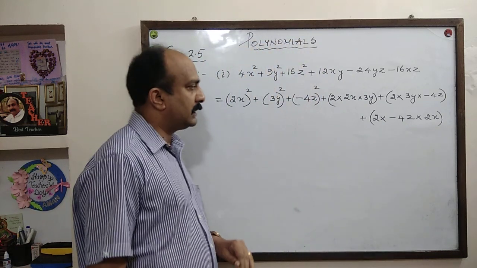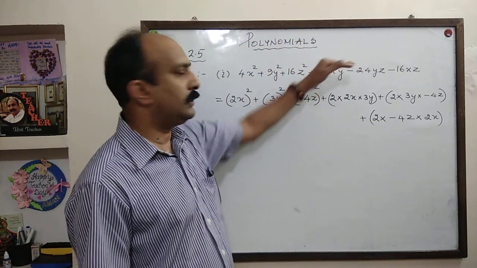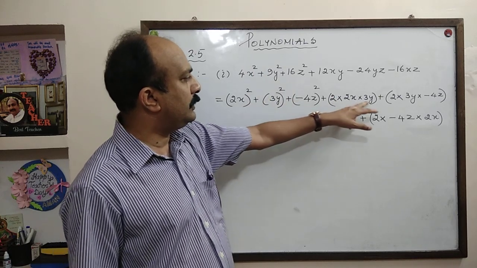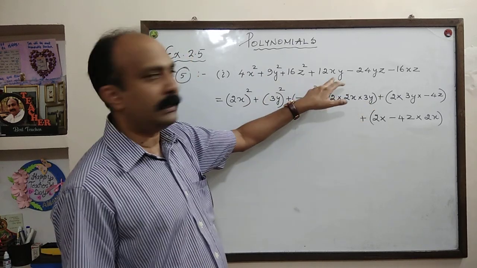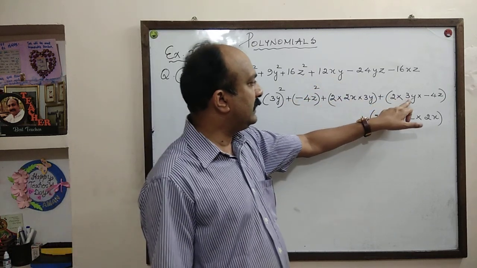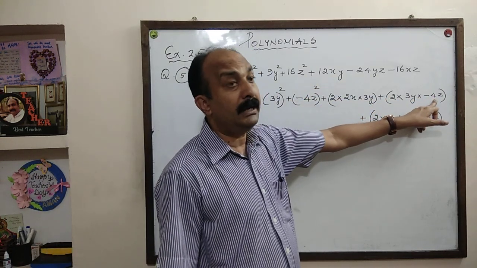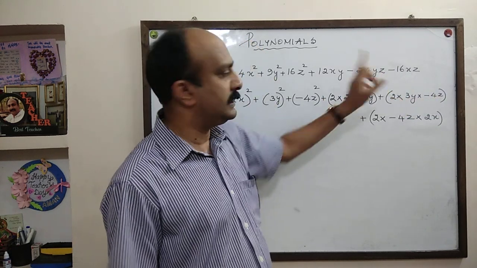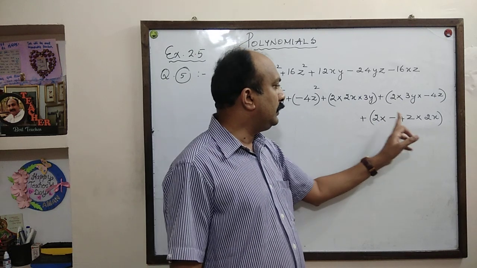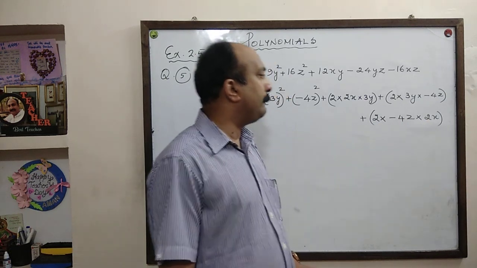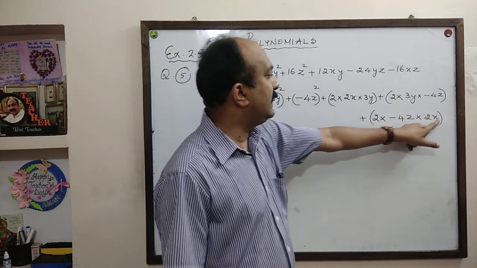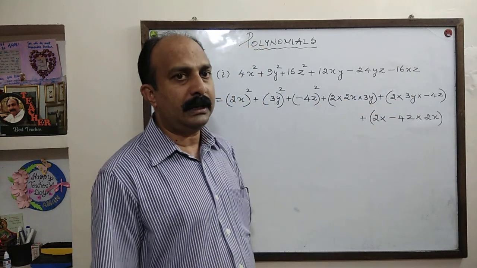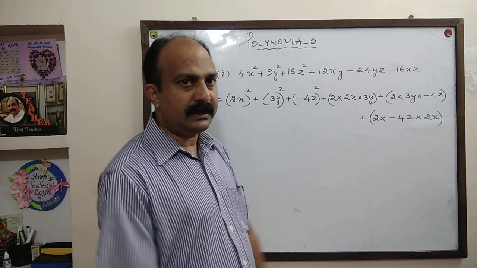Now you have to check whether this is correct or not. This is correct, already checked. Now check this. 2 into 2 into 3, 12xy, correct. 2 into 3, 6, 6 into minus 4, minus 24 yz. Checked, correct. Last term. 2 into minus 4 into 2, minus 16 zx. So it is checked, correct. Our assumption, our terms are correct.